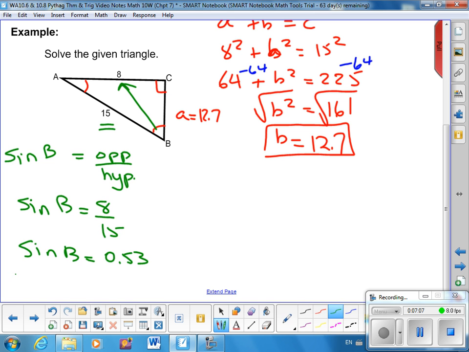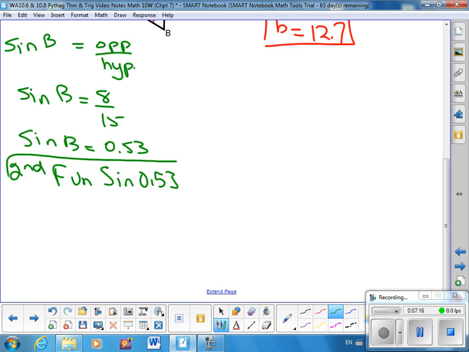Now into your calculator, you're going to push second function, sine, 0.53. That's actually what you're doing. What you're doing is the second function of the ratio to find that the angle B is 32 degrees. Okay?